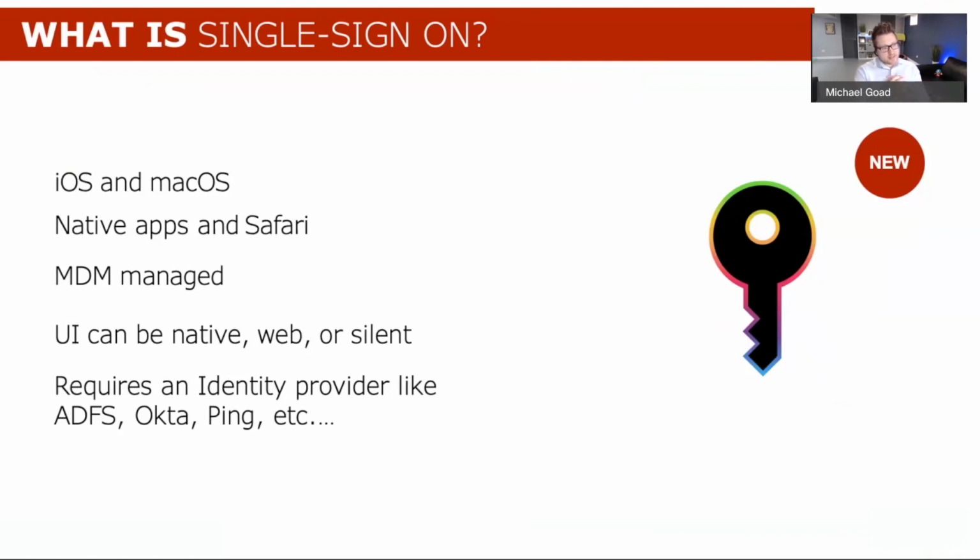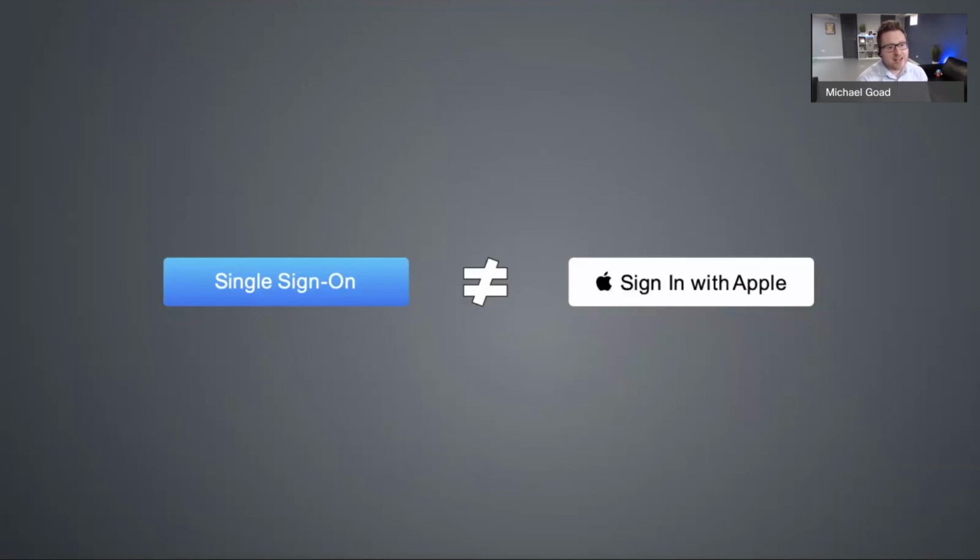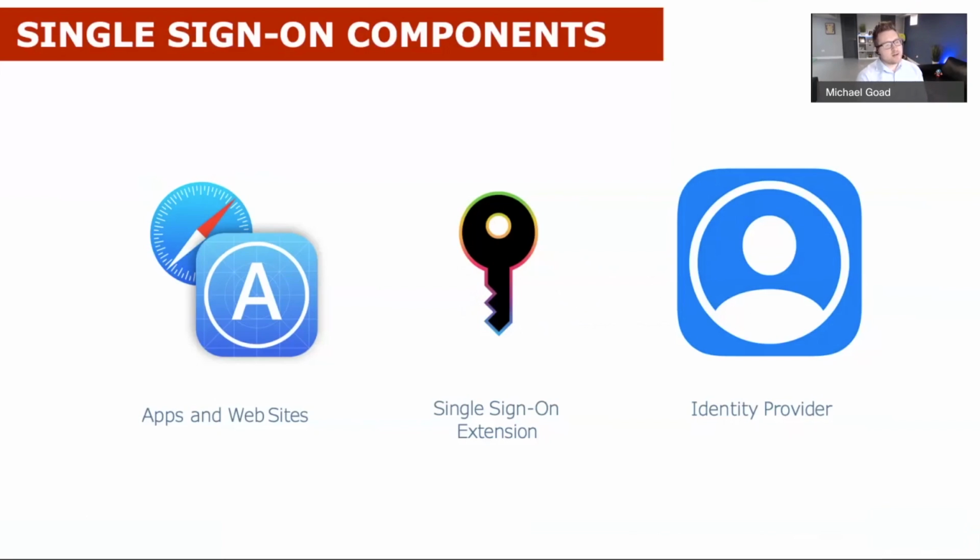There are some prerequisites to make this work that I'll get into, but the biggest thing I want to stress around single sign-on is that single sign-on is not Sign in with Apple. I don't want that to get confused at all. Sign in with Apple is more of a consumer product that you're going to start seeing deployed more and more within applications. Single sign-on is specifically an enterprise feature. But to make single sign-on work, it requires three pieces.